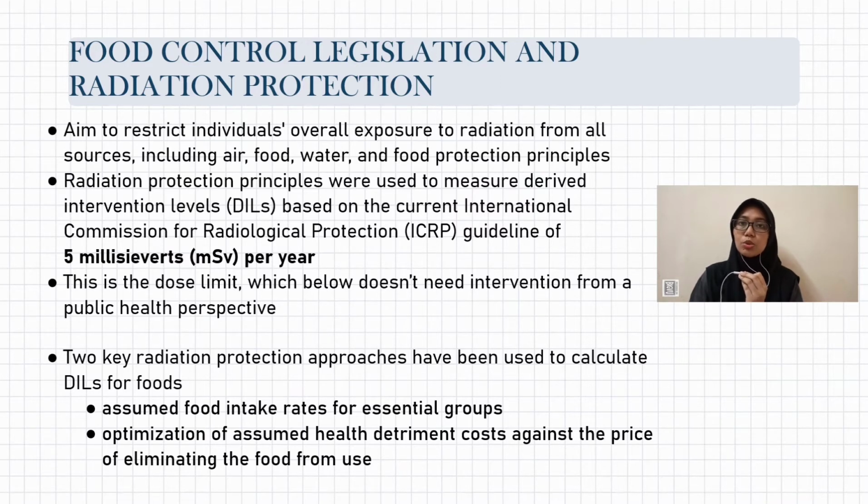There are two key radiation protection approaches that have been used to calculate the DILs for foods. First, assume food intake rates for essential groups. Second, it is optimization of assumed health detriment costs against the price of eliminating the food from use.